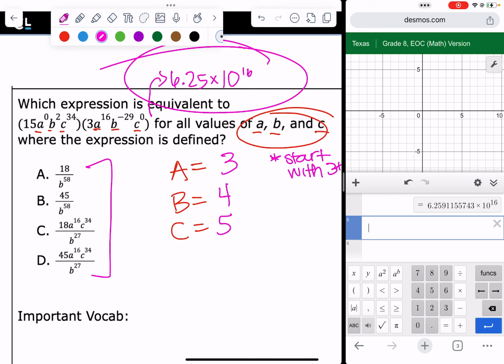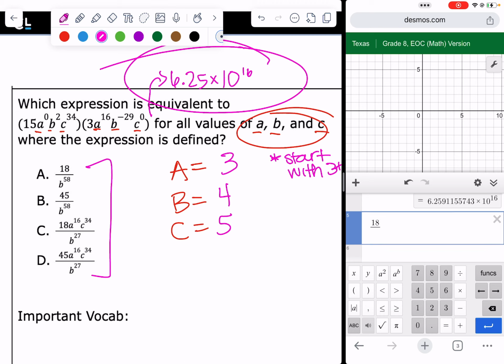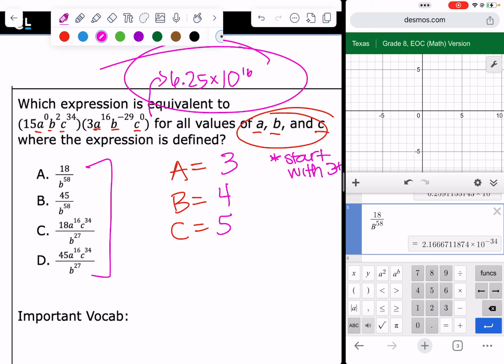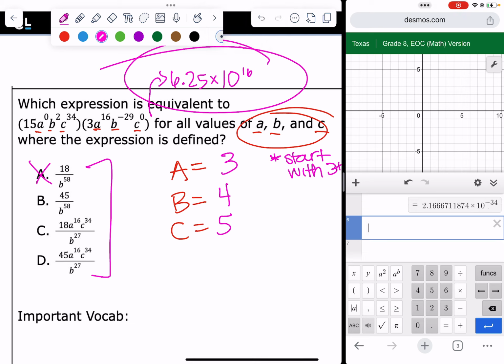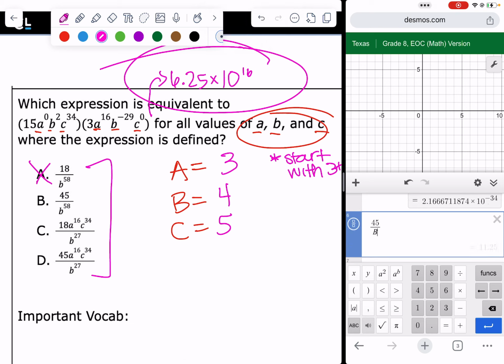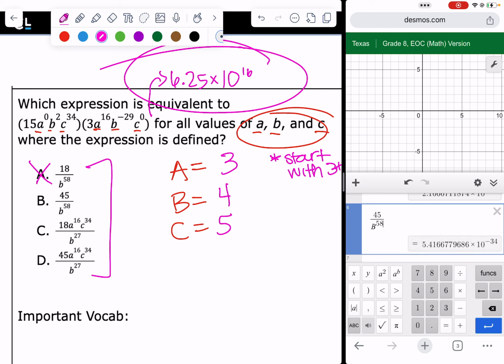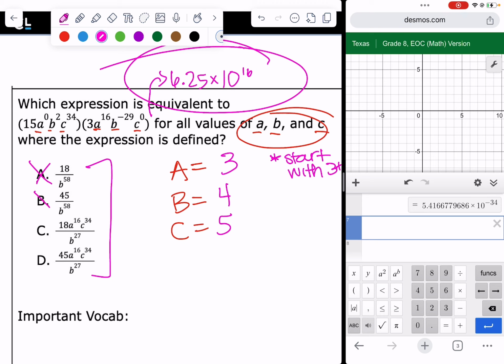So let's try A. 18 divided by B, 58. This gives me 2.1, so I know that's not the same. So now let's try B. So I have 45 divided by B, 58. That's also 5.4 and 10 to the negative 34. That's not good either. So we can mark off B.